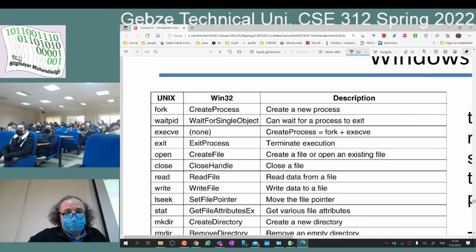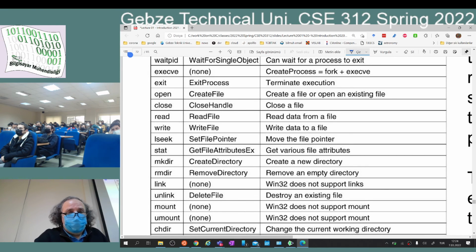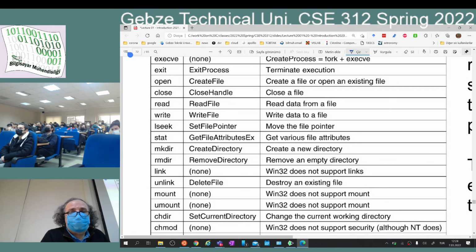Okay? So what else can we see? So link: none. Windows 32 does not support links. How come I did the shortcut with Windows a few minutes ago? Remember, we are talking about the operating system as the kernel of the operating system. Windows may not support, from the kernel, the linking of two files, but the whole Windows operating system supports linking. The kernel not supporting it doesn't mean that you can't achieve the same effect in different ways.